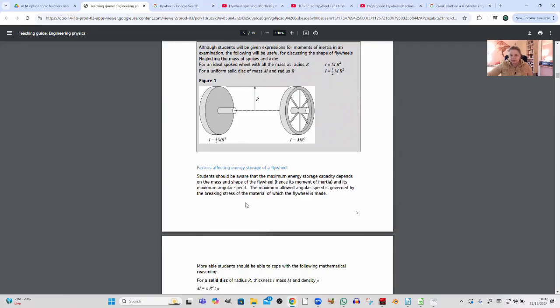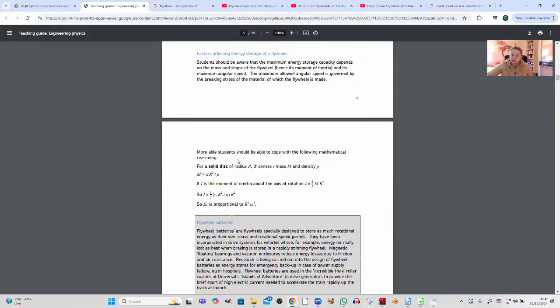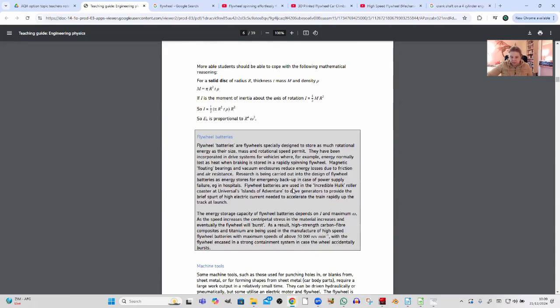Then they talk about factors affecting storage of energy for a flywheel. You need to be aware that there are differences because of the distribution of the mass. And then there are flywheel batteries, which use an electric motor as a generator.